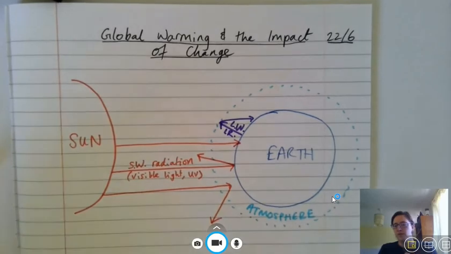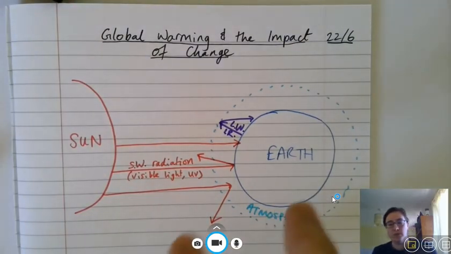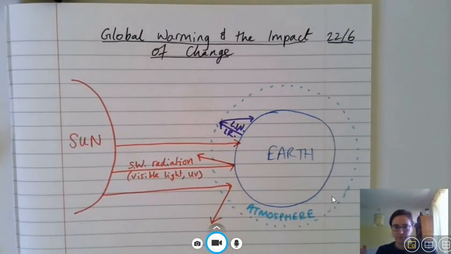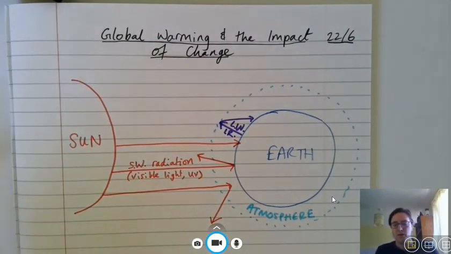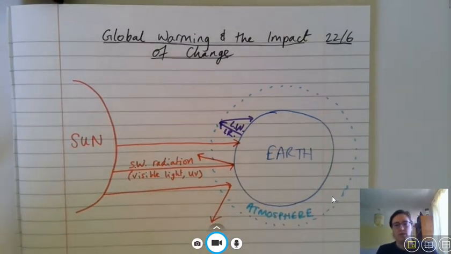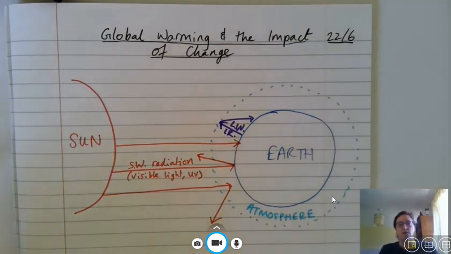Now, the greenhouse effect is really important to be aware of. It is a natural process, and without the greenhouse effect we wouldn't have life on Earth. Without it, our temperature on Earth would be too low. It wouldn't support life. But the greenhouse effect has allowed our atmosphere to warm up, and it has allowed us to have the conditions required for life.